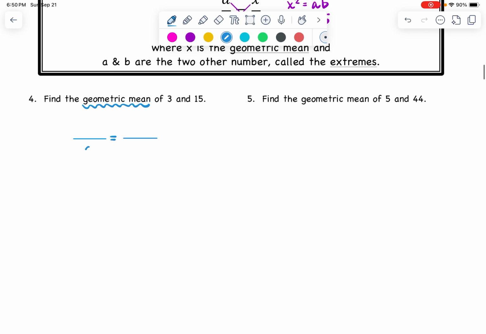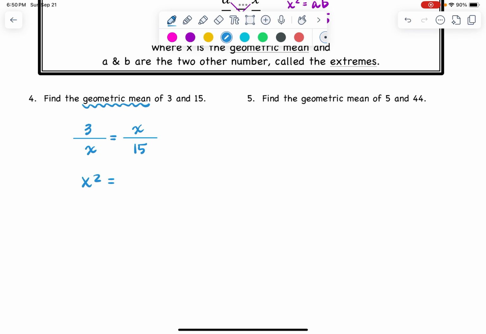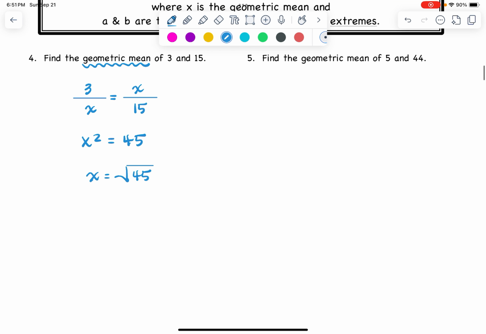So I'm looking for the geometric mean. So I'm going to put my x's here and here because those are the means positions. And then my 3 and my 15 go in the extremes positions. And it does not matter, of course, if you put the 15 on top or the 3 because you're just going to cross product it anyway. So this is going to give us x squared equals 45. And then we just need to square root. I'll go ahead and just write this interim step here. So we know x is the square root of 45, which is going to give us 3 root 5, right?